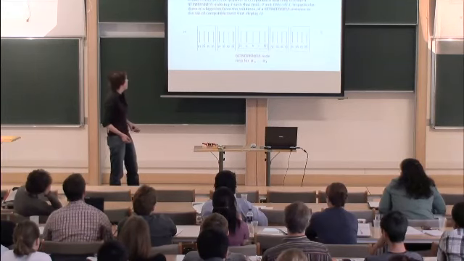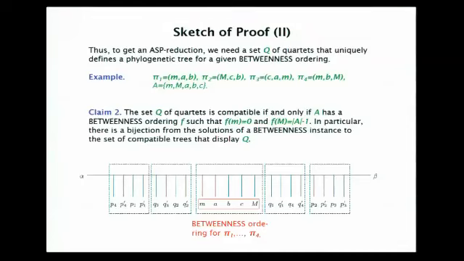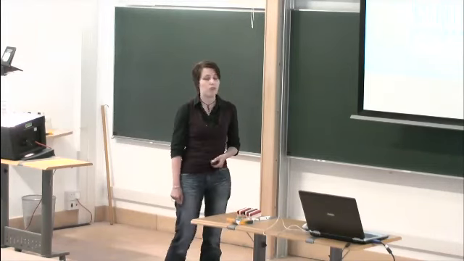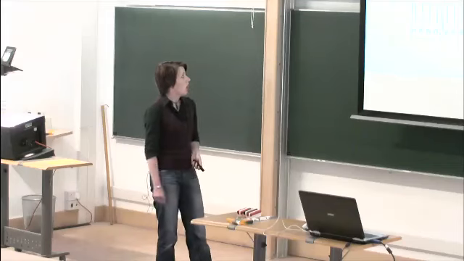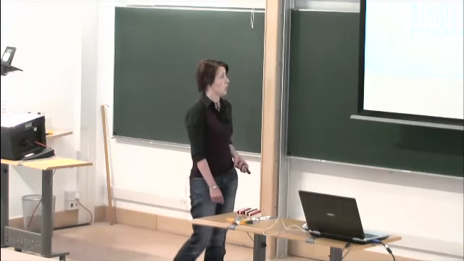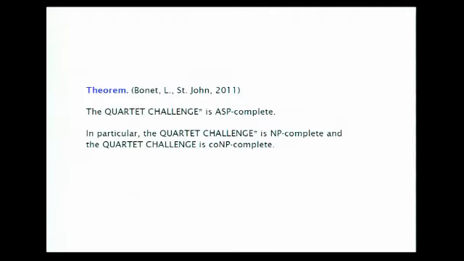And then finally, we could show that the set Q of quartets is compatible if and only if there is a betweenness ordering such that f of m is equal to 0 and f of uppercase M is equal to a minus 1. And in particular, there is a bijection from the solutions of a betweenness instance to the set of compatible trees that display Q. And so we have an ASP reduction now.